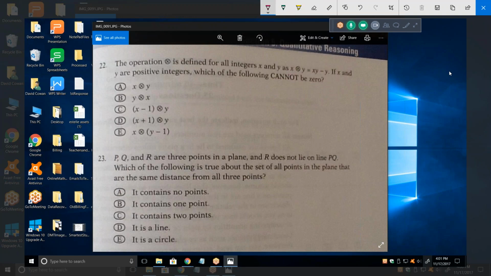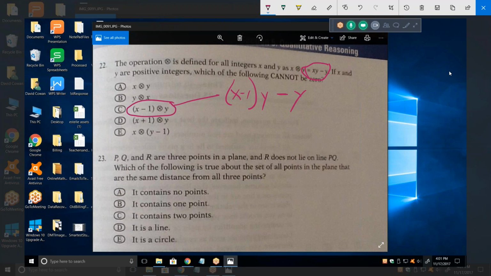Yeah, they love these problems where they make up these symbols and then they ask you problems. Okay, let's do that one. What does that mean if I were to write it out in this format? So that would be parentheses x minus 1 times y, minus y. Can that be 0?